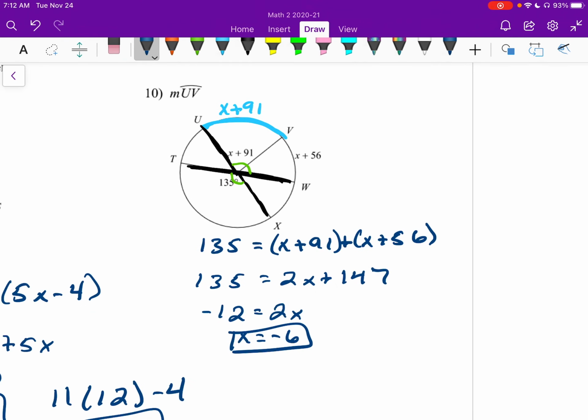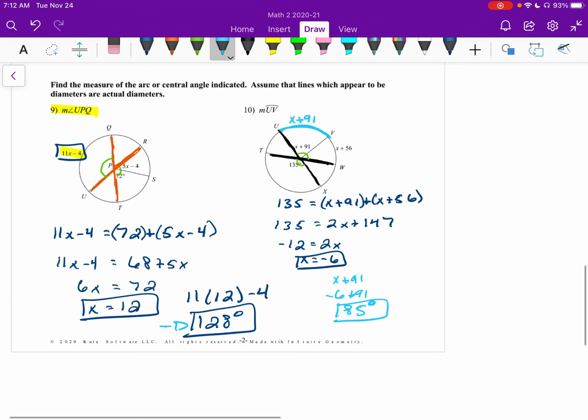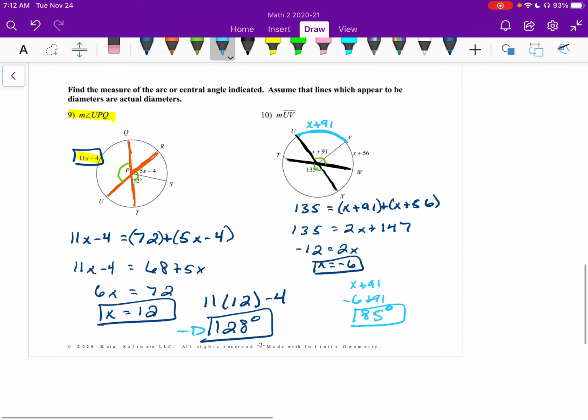So again, I need to go back and plug into the blue x plus 91. So I'm going to say, well, x plus 91, that is negative 6 plus 91, which is, what's that, 85? Yeah, 85, and we're talking about degrees. All right, there we are.